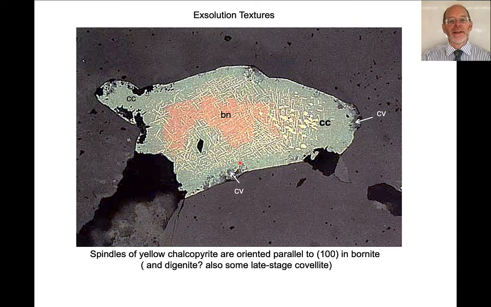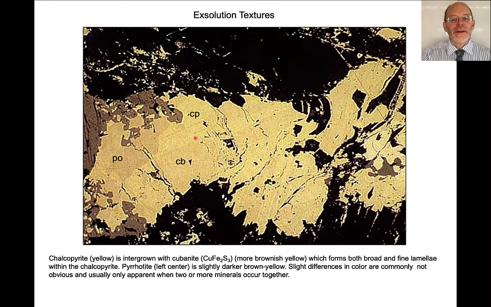Here's an example of exsolution. There are tiny laths of bright yellow chalcopyrite that have exsolved from bornite, and I'm not sure what this is. This might be digenite. There's also some late-stage covellite in this image. And here's another example where chalcopyrite and cubanite have been intergrown. Chalcopyrite and cubanite, which is another copper iron sulfide, form a solvus, and as they cool, they can exsolve chalcopyrite laths within cubanite and cubanite laths within chalcopyrite.